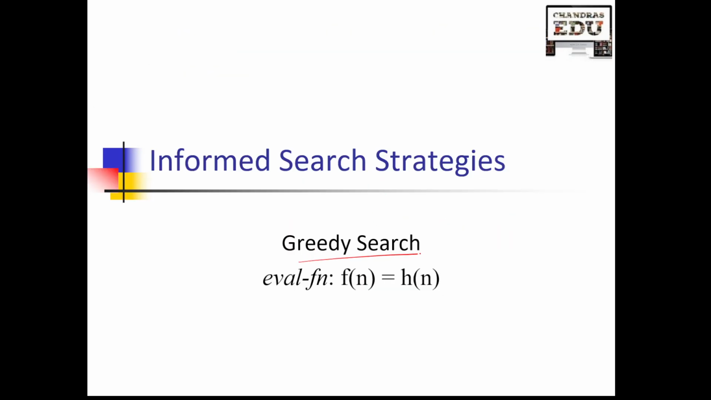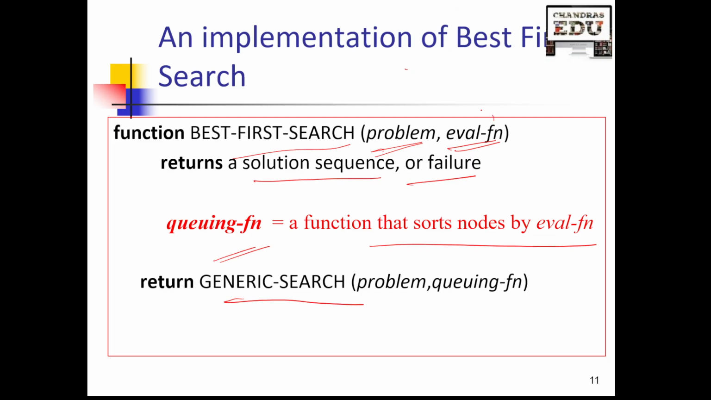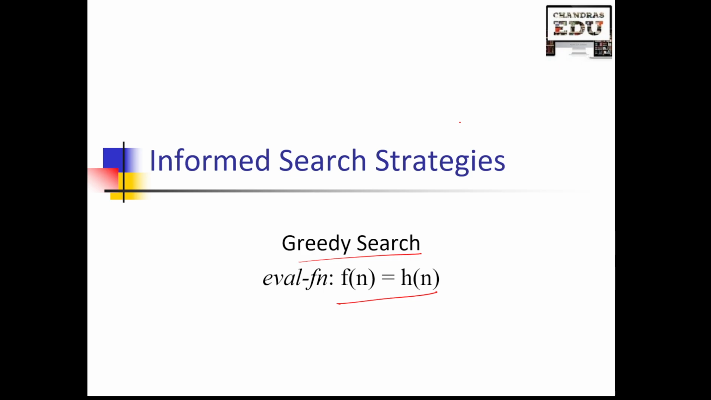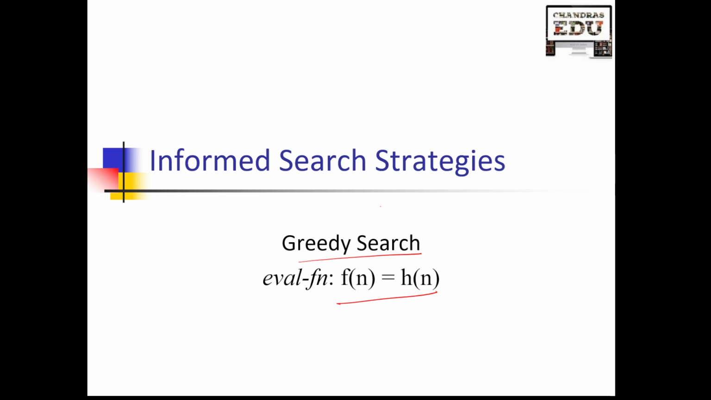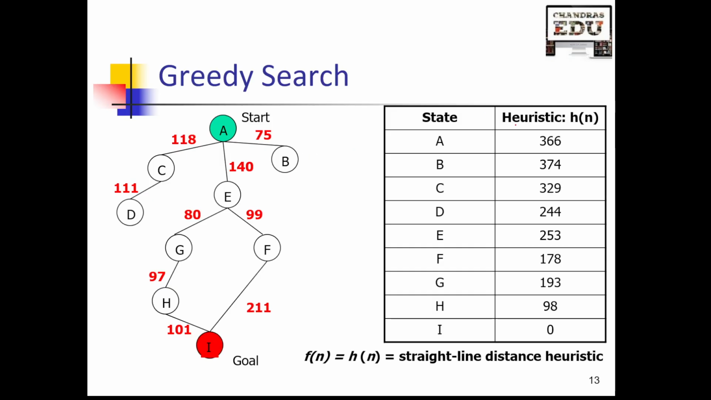As it's a greedy search, f of n is nothing but h of n. Here we require an evaluation function, and that evaluation function is nothing but h of n. In the generic search problem, the problem is whatever problem we give for the searching process, and here we get the queuing function. The queuing function is the sequence of nodes it will be passing to get to the solution. So here is one example.